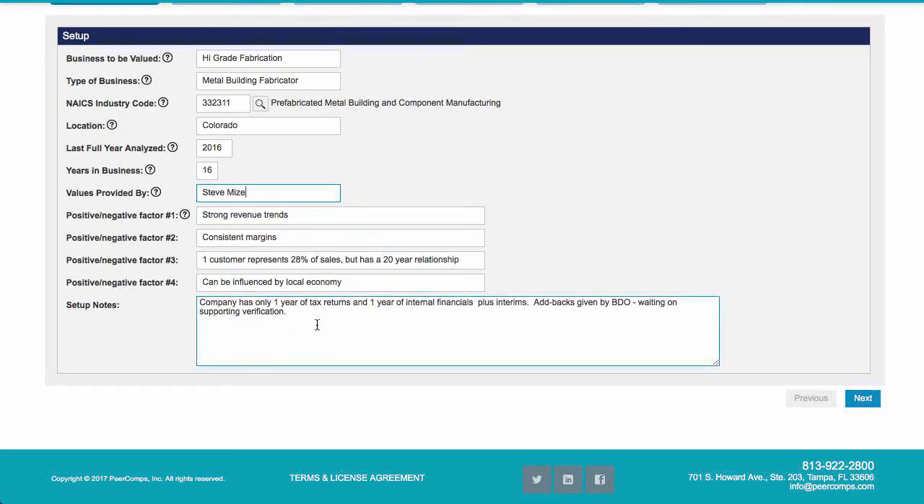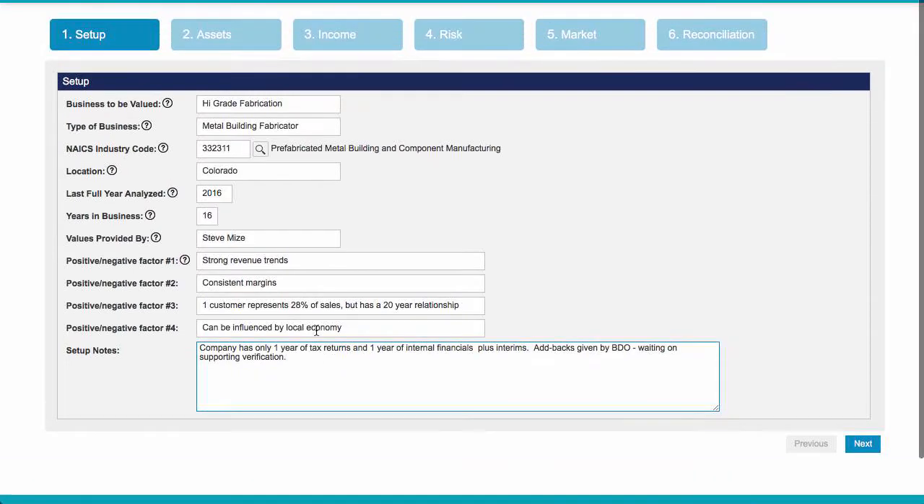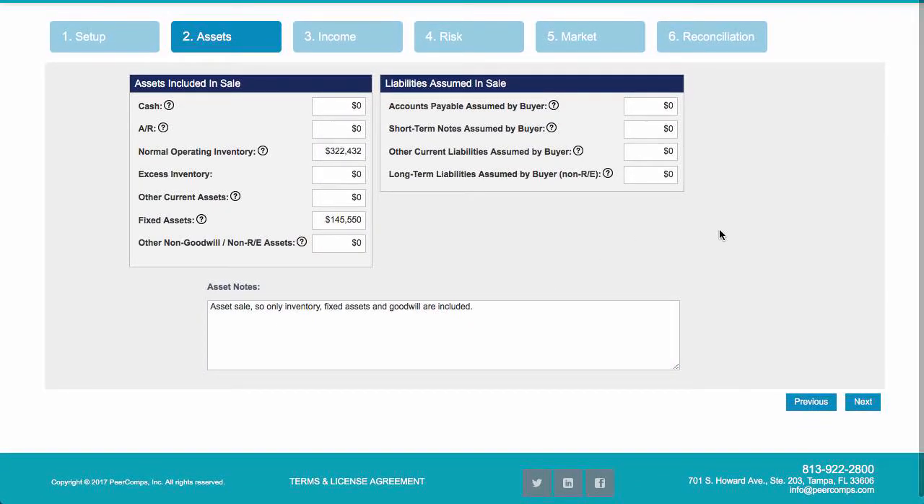And then at the very end, you're going to see a box. It says Set Up Notes. At the end of each step, you're actually going to see a box, and this is a good way to put your notes down. You're not going to see this in the report, but you will see it in the Edit tool. This will give you at least an idea of why you're making certain assumptions as you're going through the valuation. If we click Next, it'll take us to the Asset section.